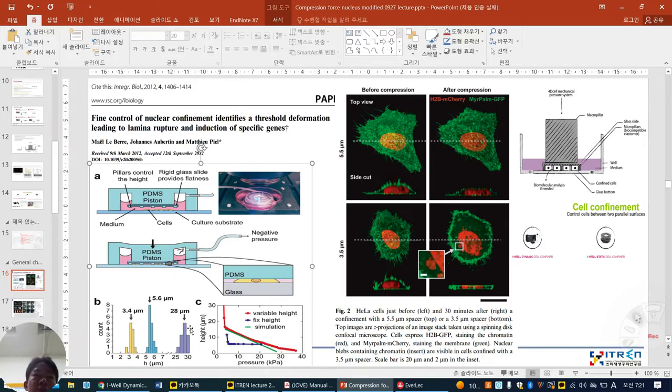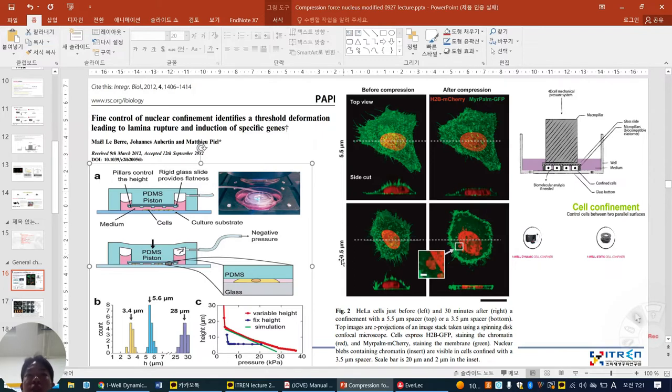And then they tracked before compression and after compression. H2B is, as you know, the histone protein marker. And this MYR PALM GFP is staining the membrane. So the cell membrane is green, and the nucleus component protein H2B is red. Before compression, like this. After compression, they are confined. So the cell membrane as well as the nucleus height change.